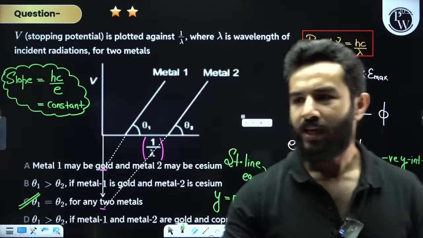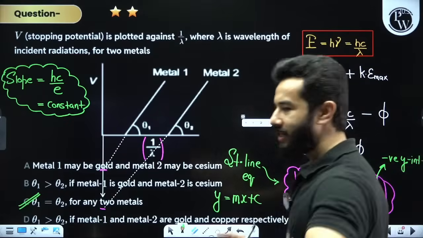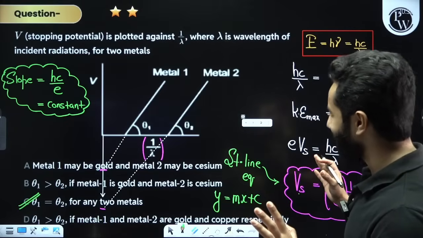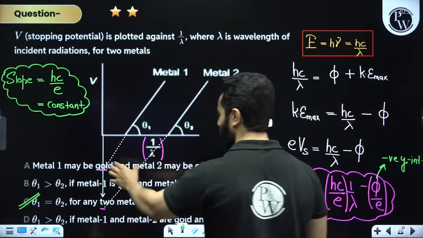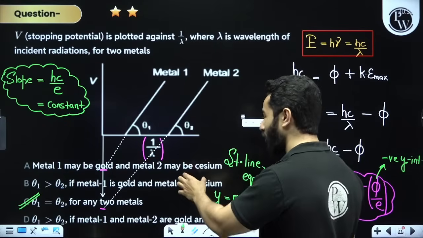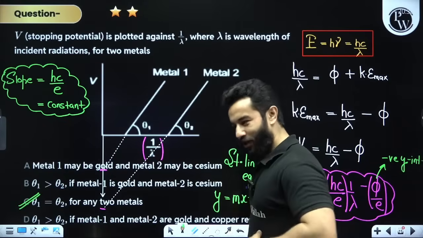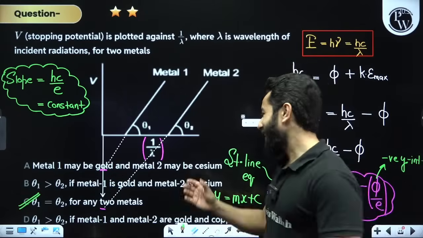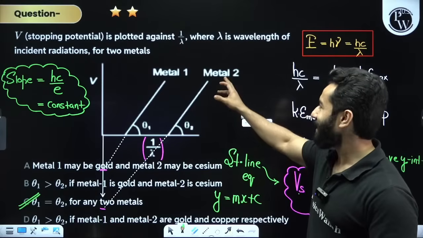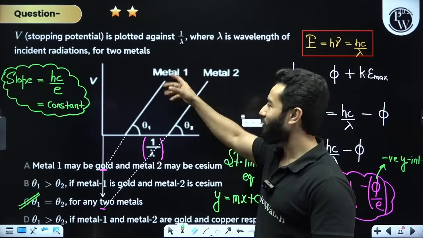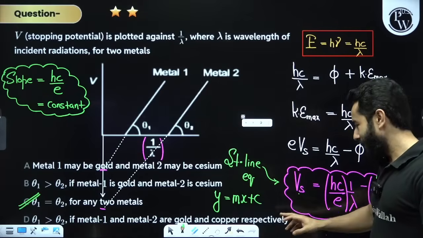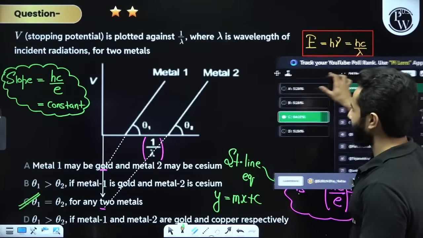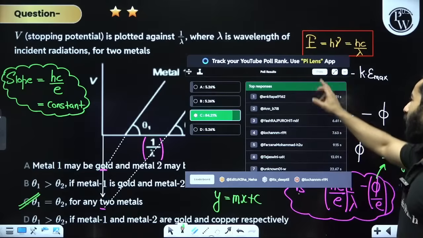Got it? Clear? Any doubt? Can you please write down crystal clear in the chat box? For metal 1, we can't say anything like this, right? We don't know the work function of gold or cesium. By the way, metal 2 cannot be cesium, because I know that cesium has got the least work function. So the second can't be cesium. The second definitely has a work function more than the first. Clear? Done. Very, very good. Option C is correct. Great.